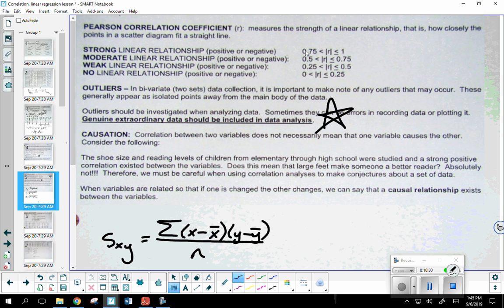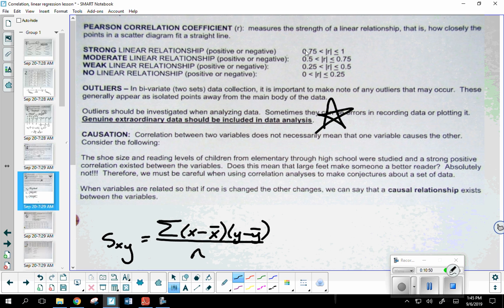I would still include it because even though it may be, for whatever reason, radically different than the rest of the data you collected, it is still part of your data. It still plays a role. So even if it's an outlier, I would absolutely go ahead and say yes, include it. Now, outliers should be investigated. Okay, got that. Now, causation.